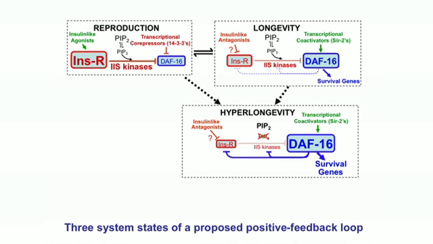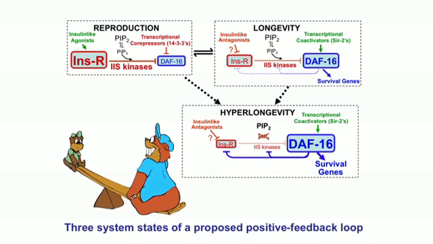What we find in these very long-lived mutants is kind of an extreme case of the longevity mode, where now DAF16 has totally silenced insulin receptor. There's no PIP3 made, and you get a lot of survival genes. So instead of having a seesaw that you can flip back and forth, you have a very heavy weight on one end, and you're stuck in this mode. So these worms cannot reproduce, but they live very long.